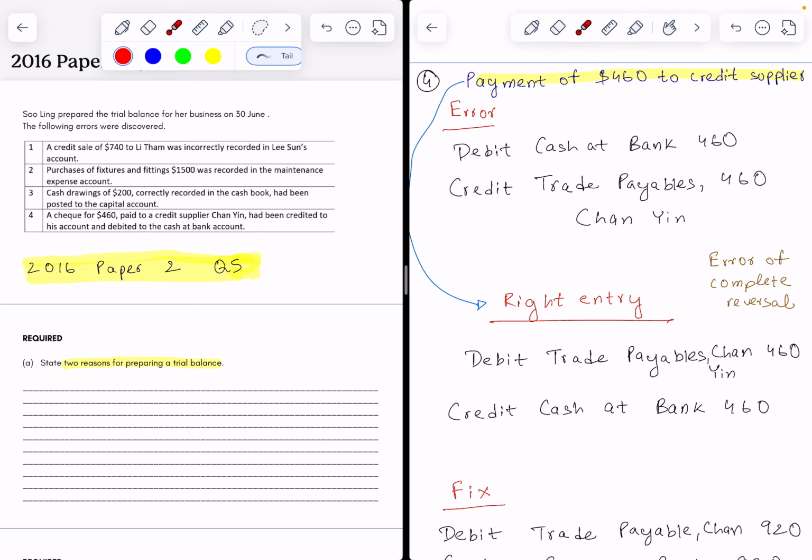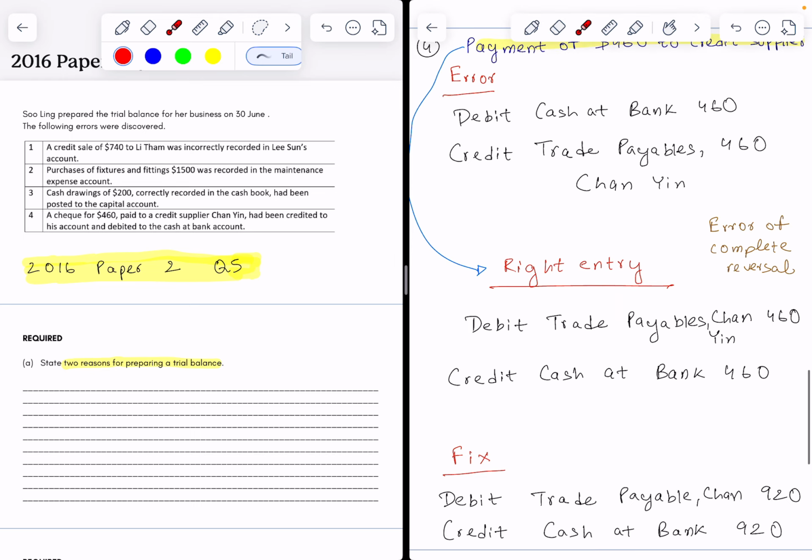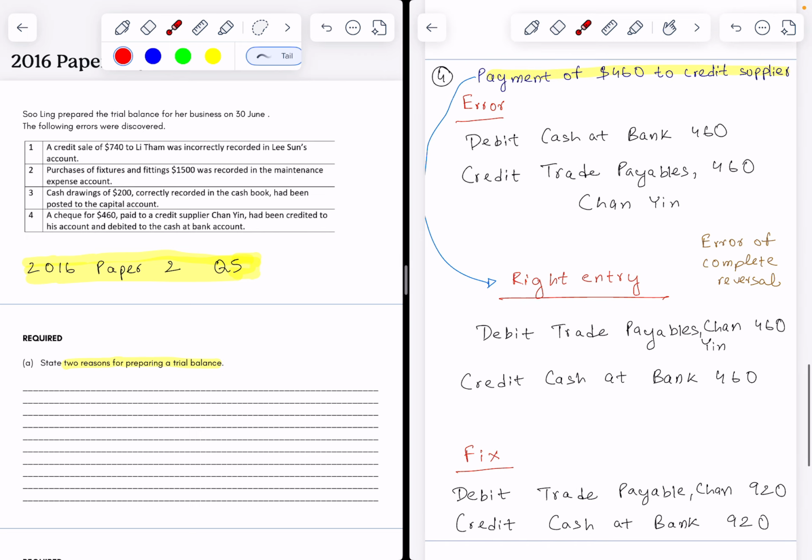So how do we fix this? Now here is where you need to be careful. So when you look at the error, we have debited cashiered bank by $460, but we know the right way to record this would have been to credit cashiered bank by $460. So we want to now make sure, how do we go from debit cashiered bank $460 to credit cashiered bank $460? Credit cashiered bank $460 is the final balance that we are looking for.